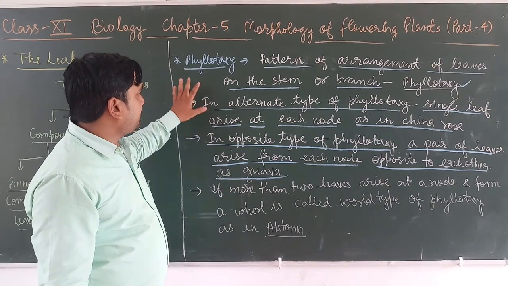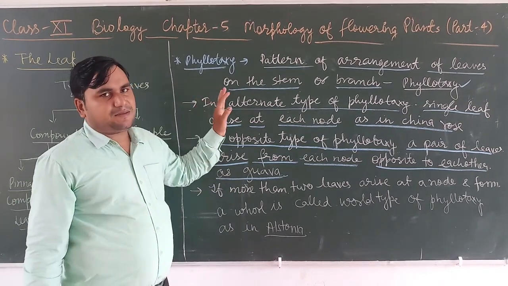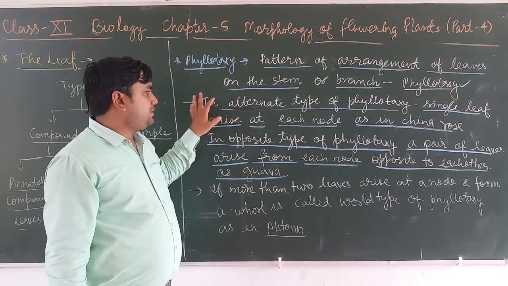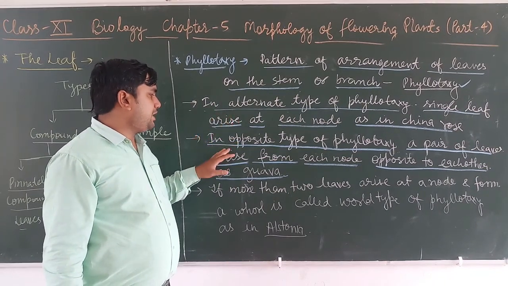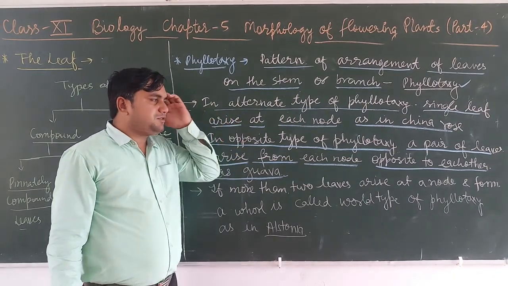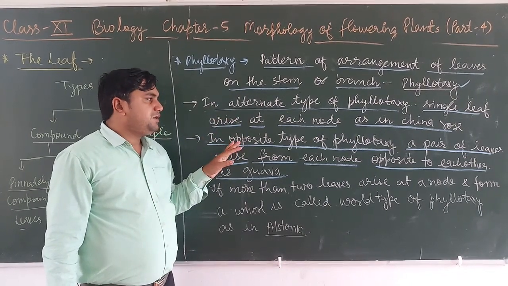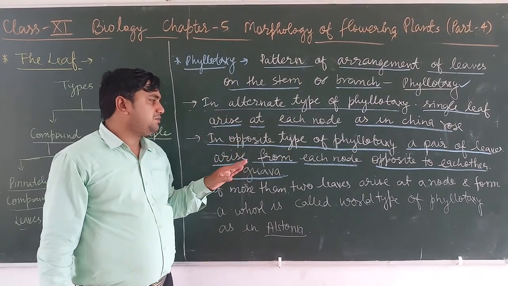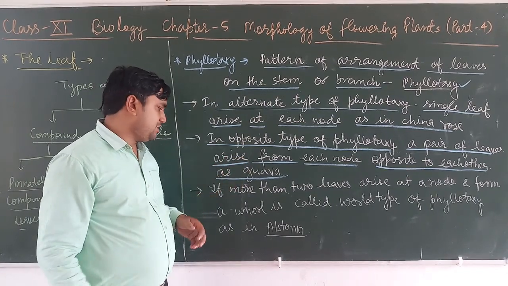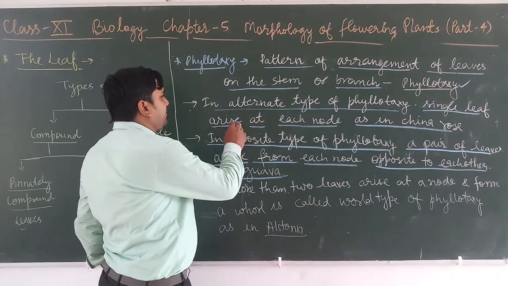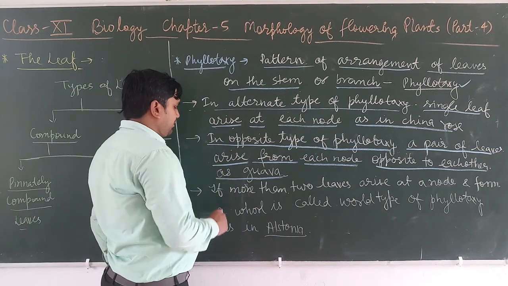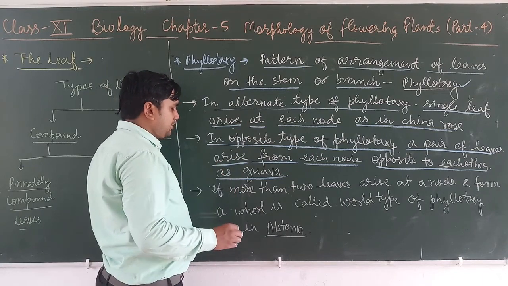Phyllotaxy means arrangement of the leaf on the stem or branch. There are two types, alternate type and opposite type. Alternate type means single leaf arises at each node, and in the opposite type, a pair of leaves arise from each node opposite to each other. Alternate is found in the China rose, and this one is found in the opposite type in the guava.